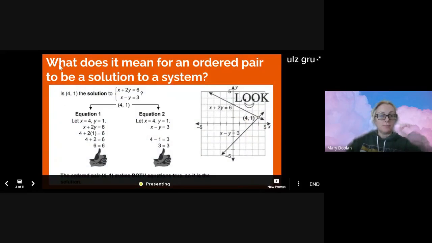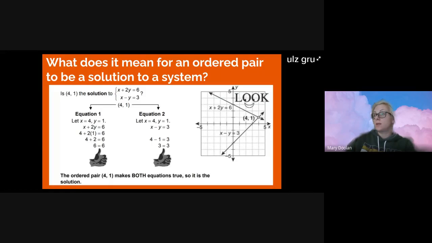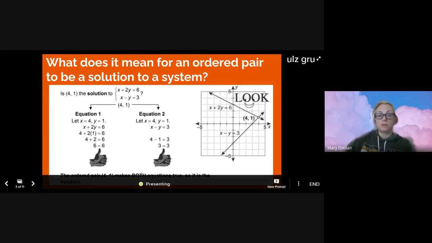So this is an example here. What does it mean for an ordered pair to be a solution to a system? So we have the system of equations, x plus 2y equals 6, and x minus y equals 3. That is our system of linear equations. There's 2 of them, and they have the same variables. Okay, so that's our system. And the solution, it says, is the ordered pair (4, 1).